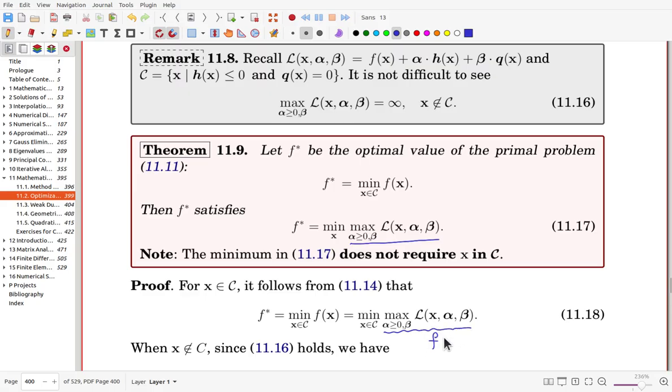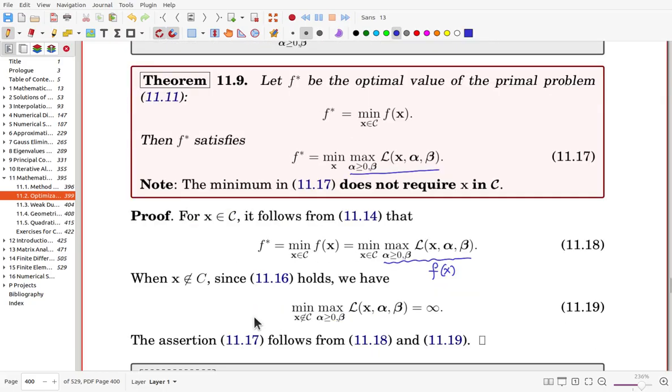That is the same as f of x, so that minimum is the same as this one. But once x is not in the feasible set, then it will go to infinity. So among them, this minimum part will choose the value. So that eventually, now here, f star can be written in this way.